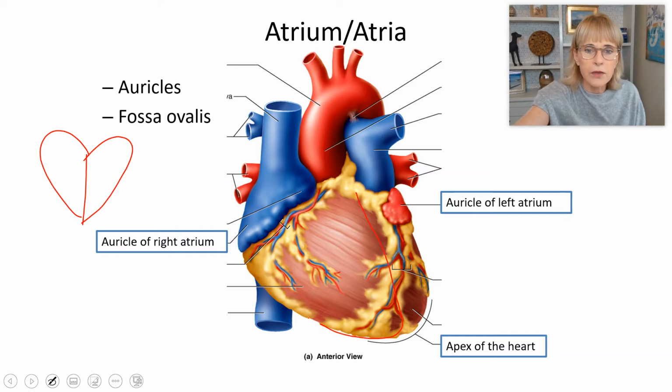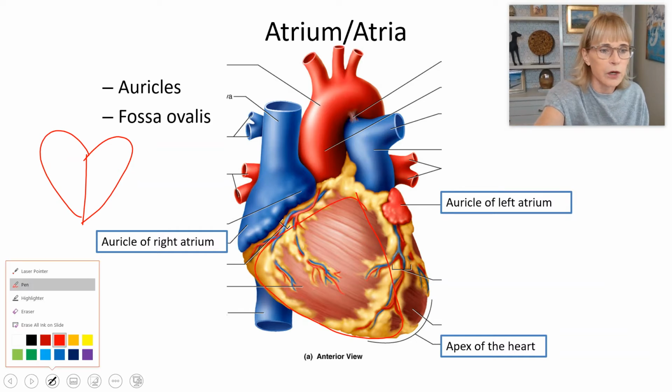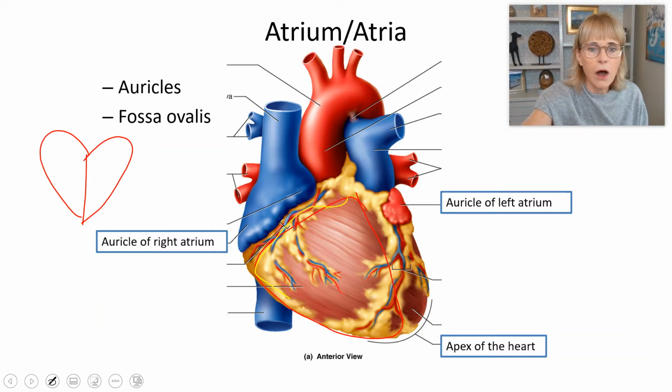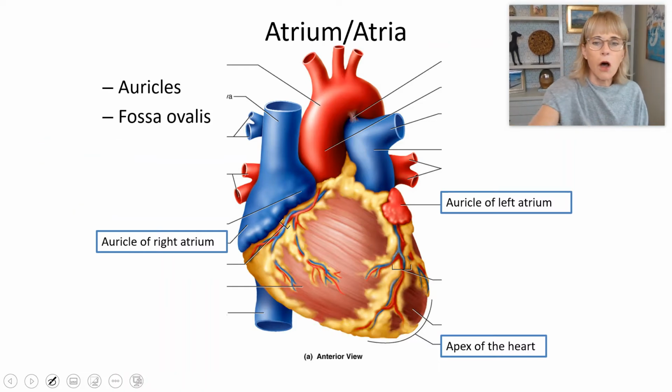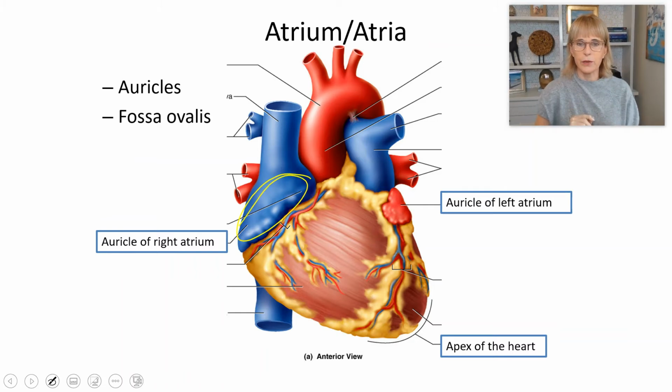All of this right here, all of that is all right ventricle. And this is the right atrium. The left ventricle, it is on the left side, but it's also kind of in the back. And the left atrium, when the heart is closed like this, you can barely see it.